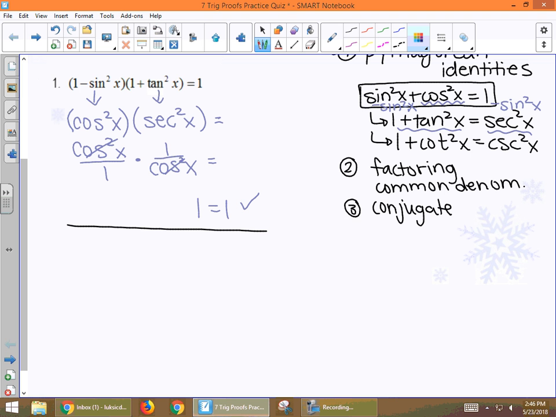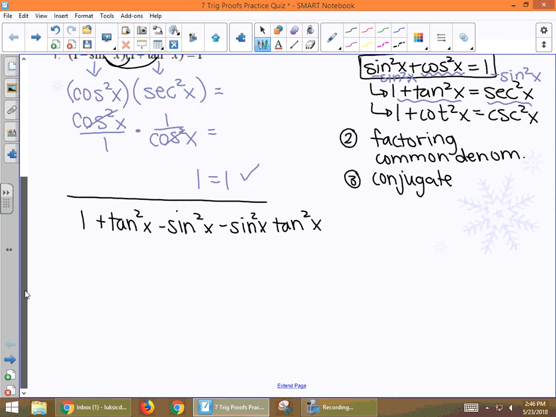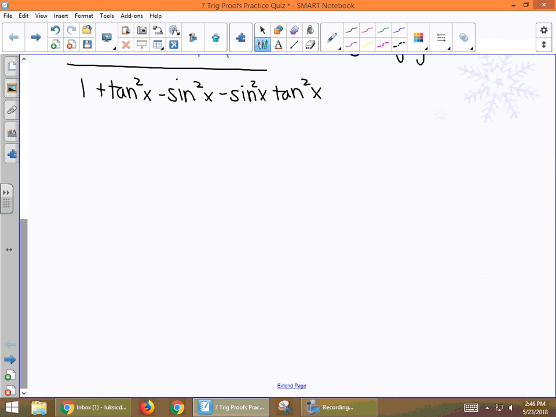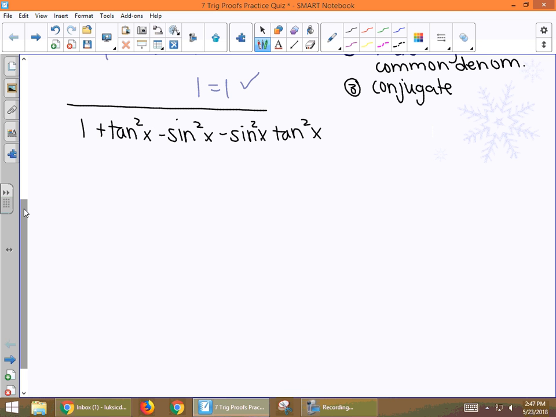If you were thinking from the beginning that you should FOIL with this problem, you could absolutely try that. To FOIL with that, instead, you would end up with 1 plus tangent squared minus sine squared minus sine squared tangent squared. That's much messier than what we started with, but I think we can get it there. We should try at least.